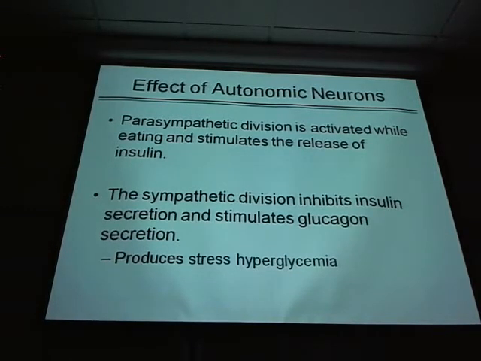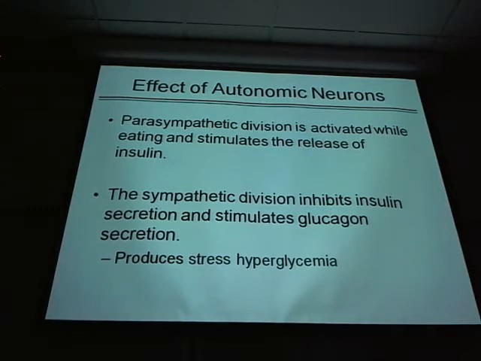Sympathetic division inhibits insulin secretion, stimulates glucagon. That's the answer to yours. You know, insulin goes down, glucagon goes up. Glucose cannot be stored if there's not insulin. Glucagon releases the glucose for the fight or flight syndrome. So you said it cannot be stored?